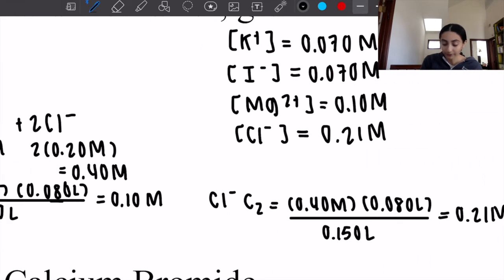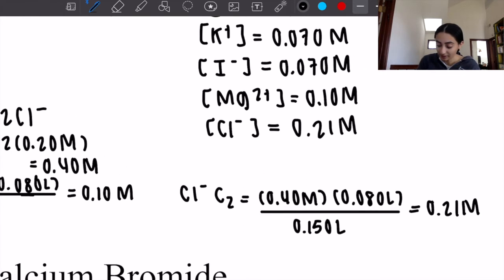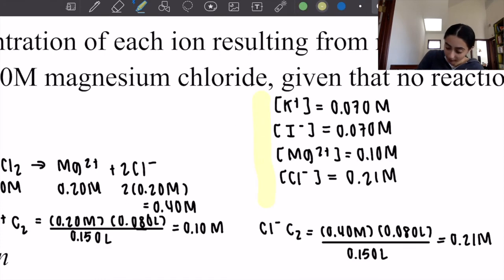And then for chlorine, remember, we have a different initial concentration, so we have to do a different calculation to calculate the final concentration. So I have 0.40 molarity, which is the initial concentration of the chlorine ion, times the initial volume, 0.080 liters, divided by the final volume, 0.150 liters, to get a final concentration of 0.21 molarity. I now have all of my concentrations, which I write using the brackets at the top of the problem.